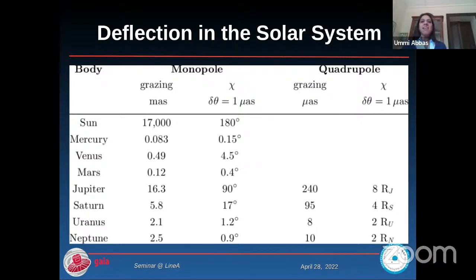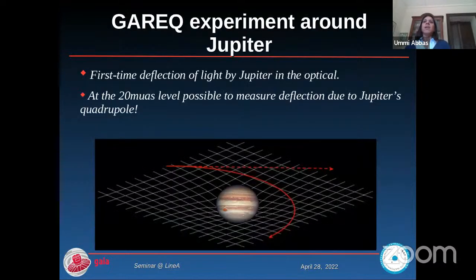So actually the GAREQ experiment, which is an experiment on the quadrupole, is meant to detect for the first time this particular signal, the 240 microarcsecond signal from this table. That's what I just mentioned, and it would be a first-time deflection in the optical, so it's highly important from that point of view.